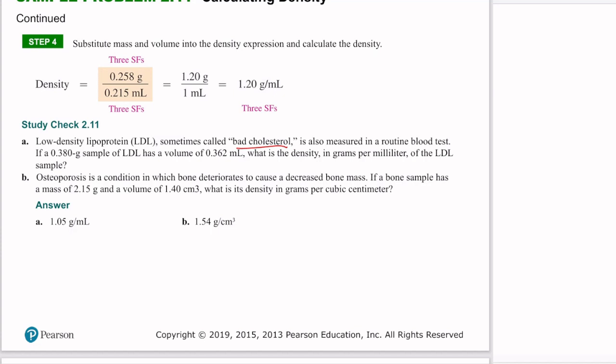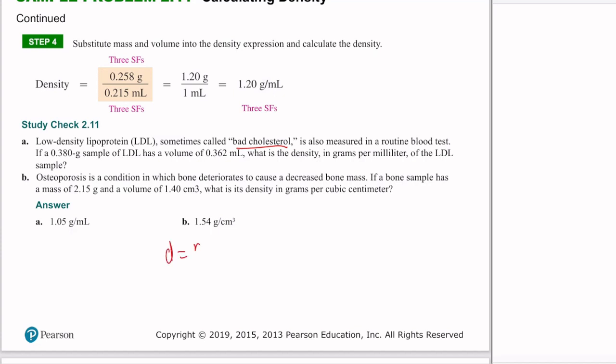Osteoporosis is a condition in which bone deteriorates to cause decreased bone mass. If a bone sample has a mass of 2.15 grams and a volume of 1.40 cubic centimeters, what is its density in grams per cubic centimeter? Remember, cubic centimeters is just equal to 1 milliliter, so we can interconvert those terms freely.